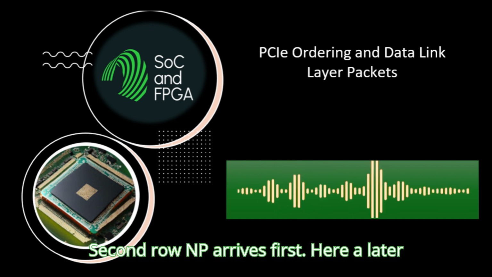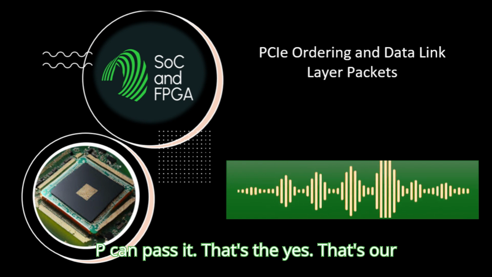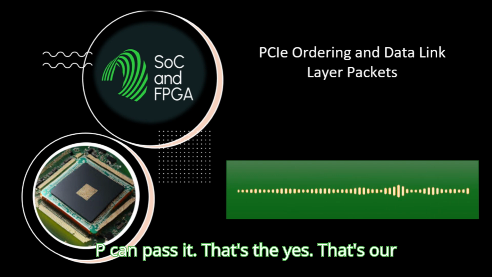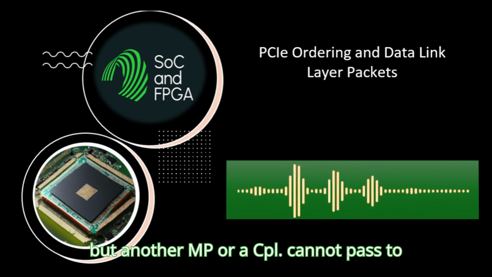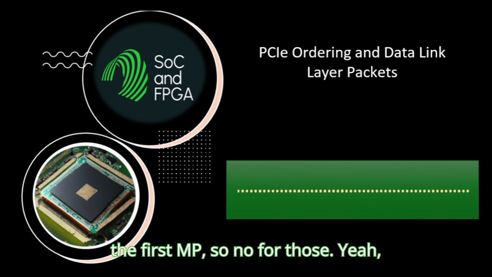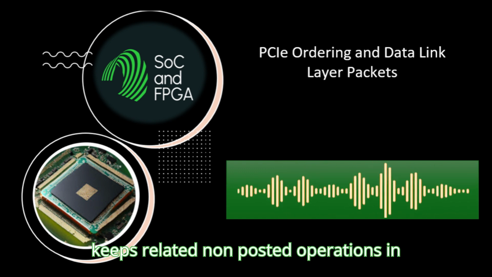Makes sense. Second row, NP arrives first. Here, a later P can pass it. That's the yes. That's our deadlock avoidance rule in action. Oh, okay. But another NP or a CPL cannot pass the first NP, so no for those. Yeah. Keeps related non-posted operations in sequence.